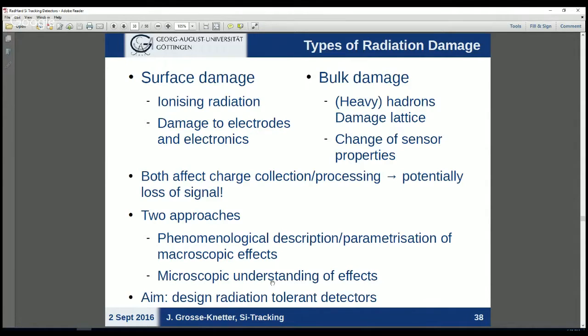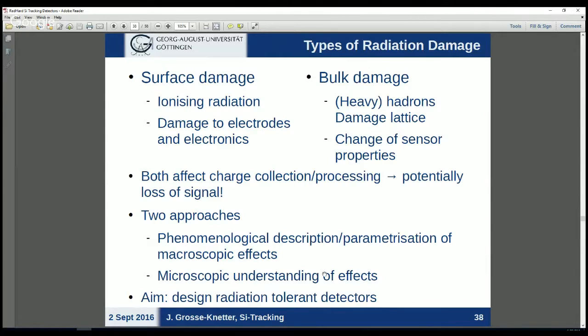We spent most of the time talking about sensors, so I will focus on the other aspect, which is mostly affecting sensors. That's what we call bulk damage. So mostly heavy particles, that is protons, neutrons, to some extent even pions. They damage the lattice of the silicon itself, and that, of course, changes the properties of the sensor. In either case, in the end, the charge collection in the sensor or the processing of the electronics is affected, and that can go as far as potentially losing the signal, so not being able to detect the charge pulse anymore, and your detector turns blind, so in that sense useless for tracking. So that's something we, of course, have to avoid.